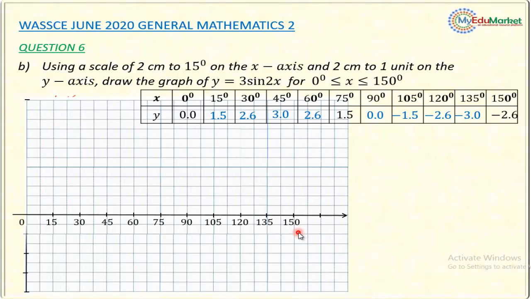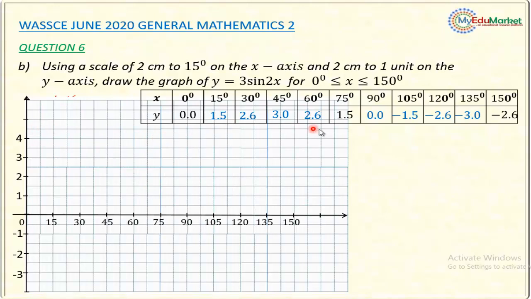So let me draw the y-axis and number it. This is my vertical axis. I also number it according to the given scale, 2 cm to 1 unit. So I'm going to have something like this. This is 1, 2, 3. This is the positive y-axis. Then the negative part is also minus 1, minus 2, minus 3, and so on. So I have drawn my axes and numbered them. Next is to plot.